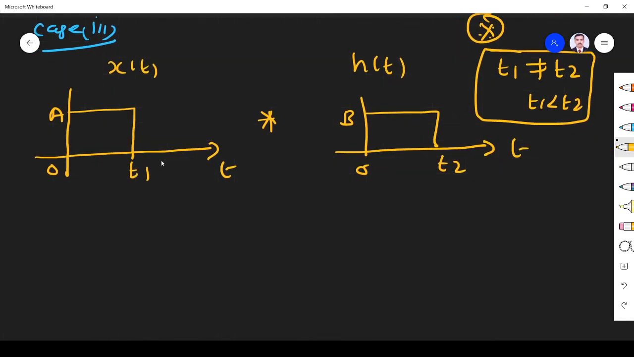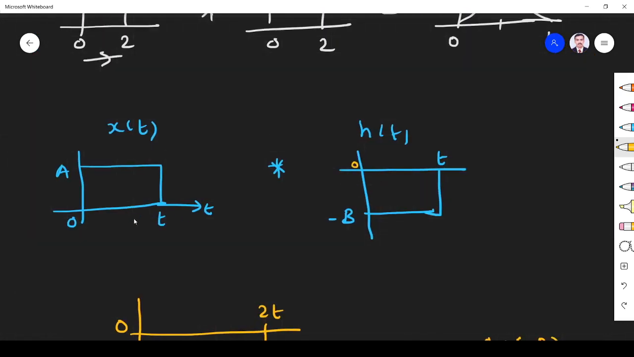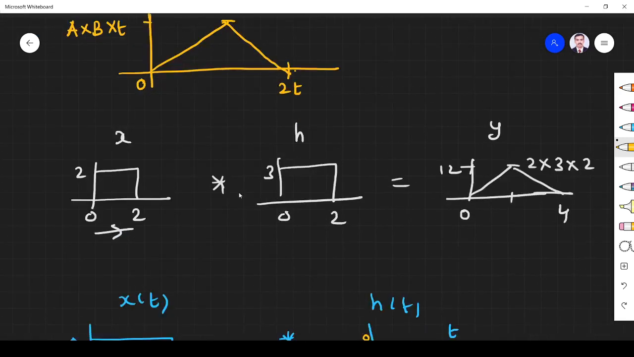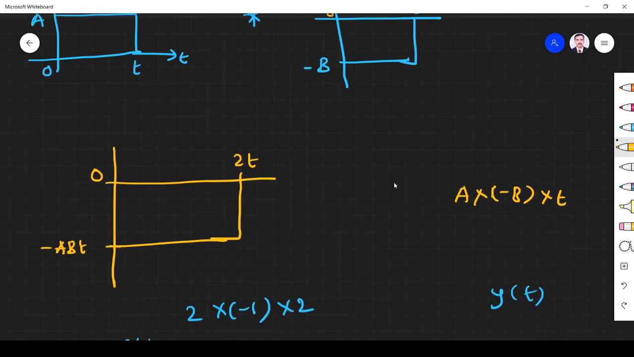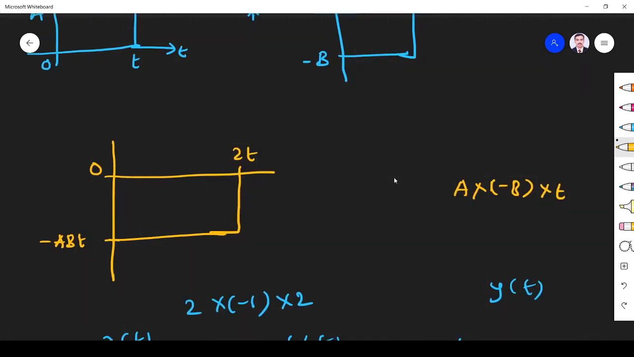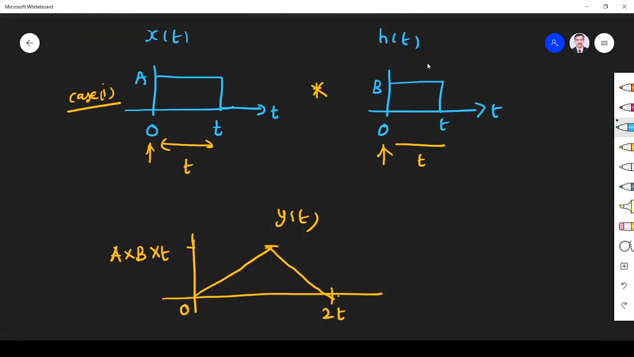When you have x of t and h of t both having the same length of unit step, it will be a triangle. You see, the result will be a triangle, right? Here, sorry, minus ABt, here I have to change it, not a rectangle. Minus ABt means it will be like this. Here also it is a triangle, minus ABt, right? So when both the input x and impulse h have a unit step like that, the result will be a triangle, with the same length of unit step.